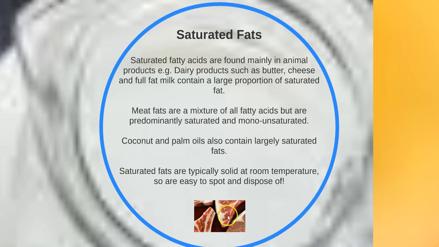So meats are actually a mixture of all fatty acids, probably predominantly saturated and monounsaturated, but you could make a meat far less saturated by simply removing the visible white fat either prior to the time of cooking or after the cooking has occurred. The only two vegetable fats that would be considered saturated fats in common use are things like coconut and palm oil.